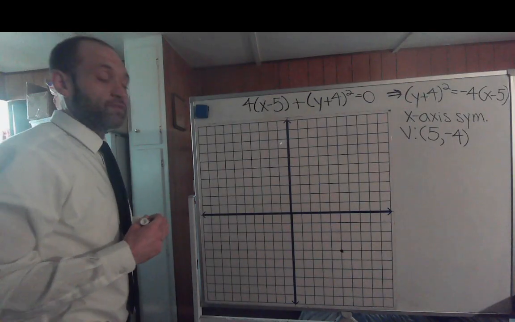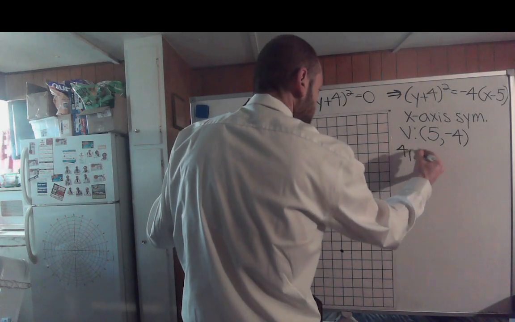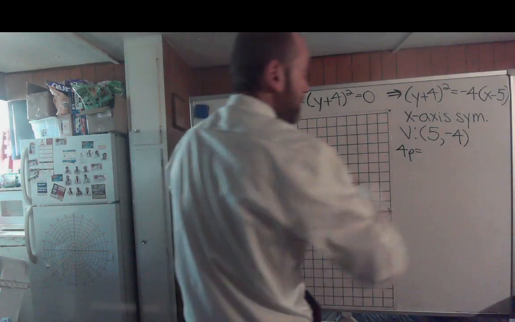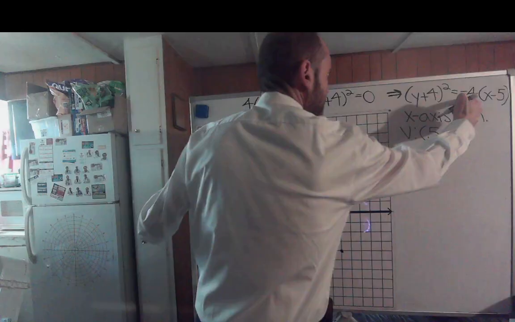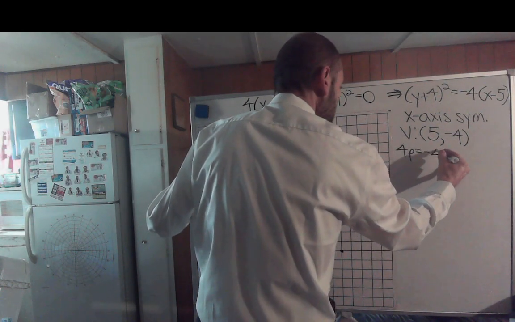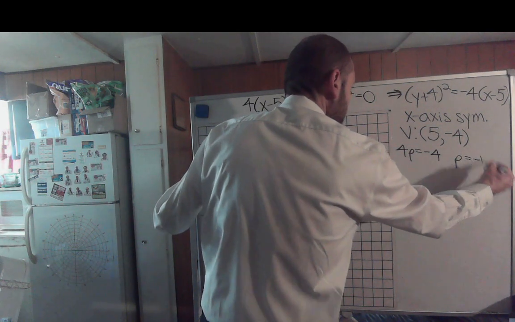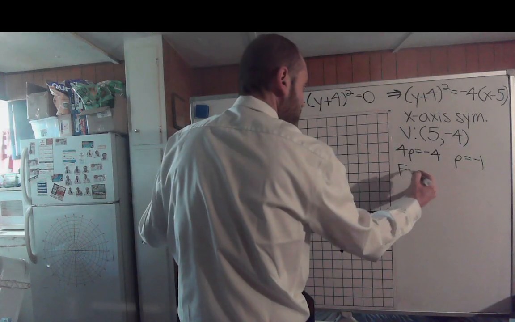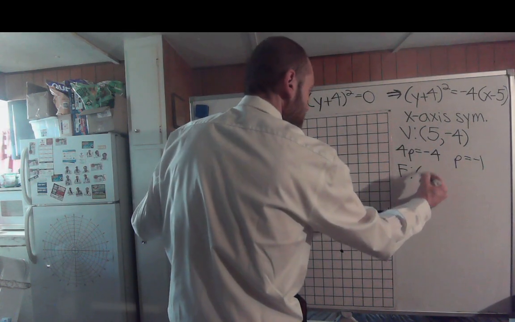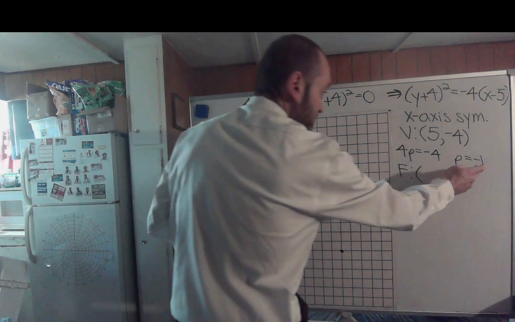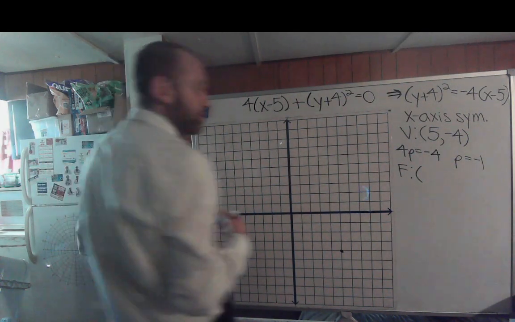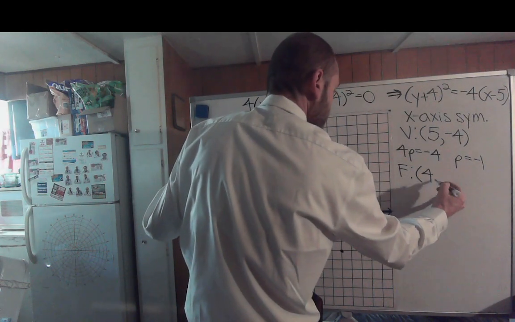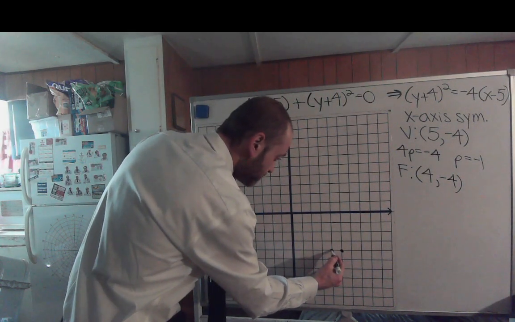Now, we need to solve for 4p next. 4p is going to equal my coefficient on the quantity of the x minus 5 outside of the parentheses. So 4p would equal that negative 4, which means p would have to equal negative 1. So now we can find the focus and the directrix. The focus, since it's x-axis symmetry, I'm going to take that p equals negative 1, add it to my x-coordinate of the vertex. So 5 plus negative 1 turns into 4. So the focus would be at 4, negative 4, which would put me right there.